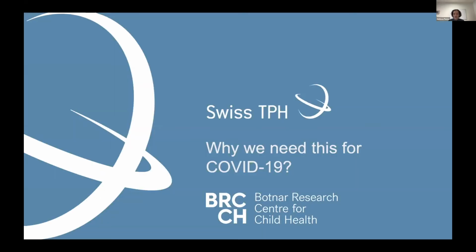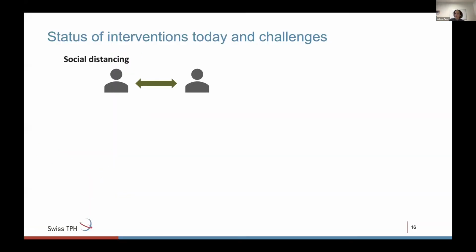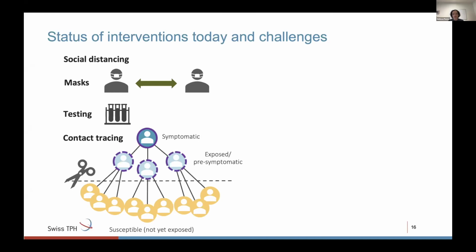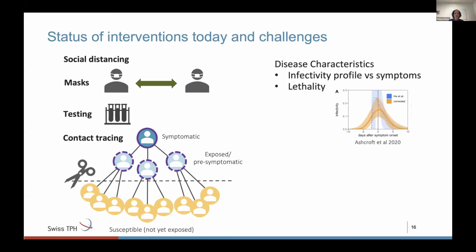So why do we need this framework for coronavirus and our current pandemic? At the moment, we're facing quite some challenges. We have non-pharmaceutical interventions of social distancing, masks, testing, and contact tracing. We try to isolate symptomatic individuals as well as their contacts to try and break the chains of transmission. However, we know that the novel coronavirus, SARS-CoV-2, has a very interesting and probably lethal infectivity profile where we are infectious before we have symptoms.